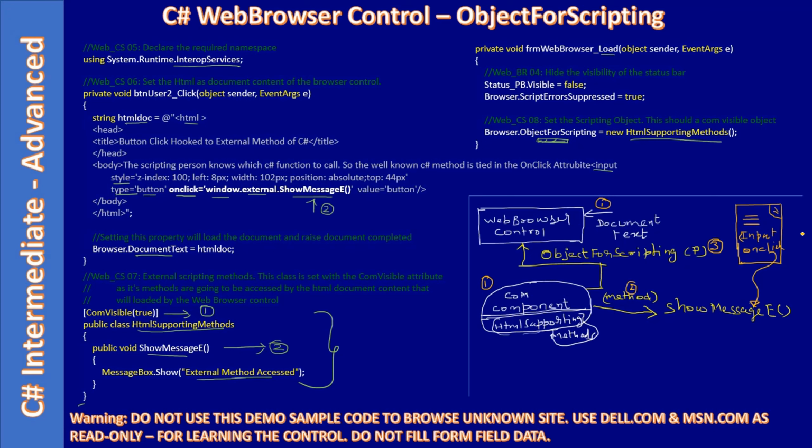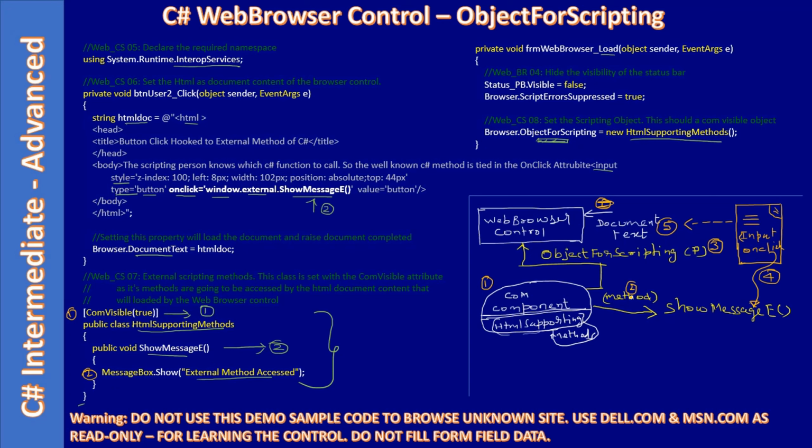Then we create the HTML document, and that one refers to our show message E. Since object for scripting is already there, now you can easily use window.external to refer to the specific method. Finally, using the document text, we will assign the HTML content to the web browser control. And if you see, this is our COM visible class instance creation. That's the first step. After that, we expose a method, this is the method.